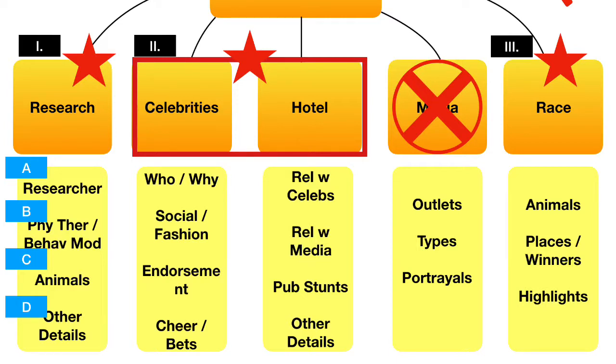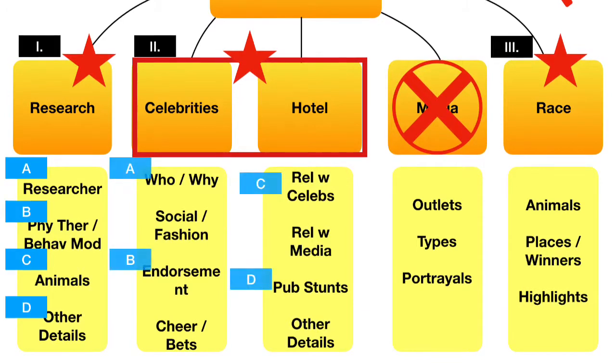And then subpoint B could be about the physical therapy and behavioral modification type of research that he did. C could be about the animals. And D could be your other details of the research, like how many animals were involved and the fact that they had to have an animal trainer, those sorts of things. And the results, maybe you could put the results there. But you have all your subpoints laid out. And let's look at Roman numeral 2.